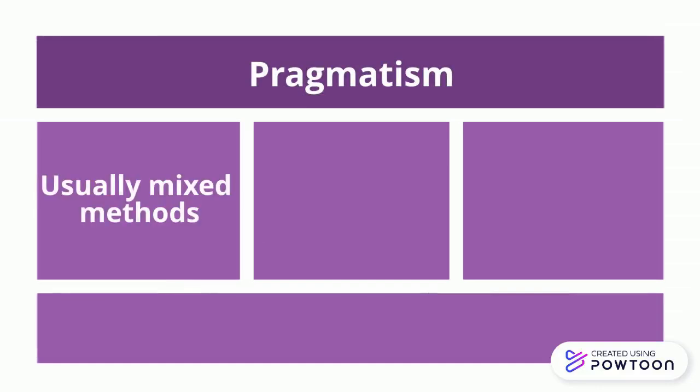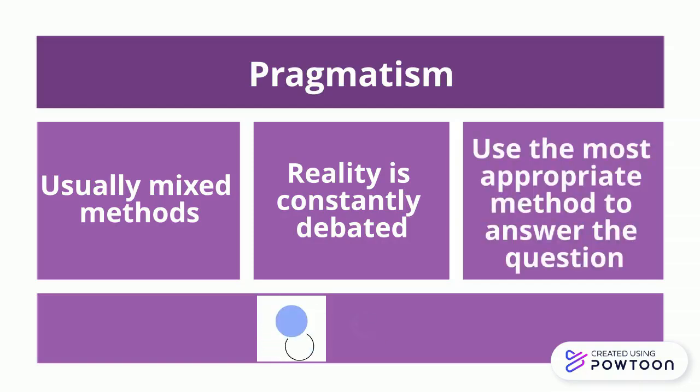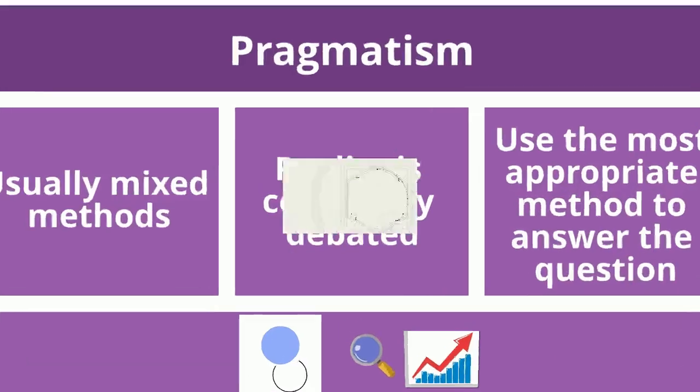The final paradigm we'll look at is pragmatism. Pragmatist researchers usually conduct mixed methods research. This is because pragmatists understand reality as constantly debated, renegotiated, and interpreted in light of how practical that reality is to a new or unpredictable situation. Consequently, pragmatist researchers try to develop an understanding of reality using whichever method is the best to answer the research question at that particular moment in time.